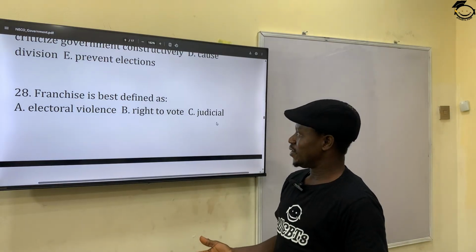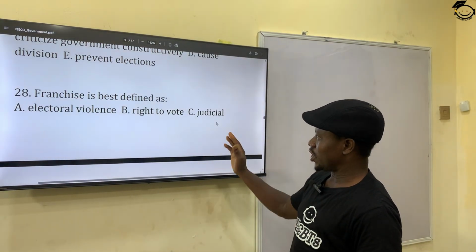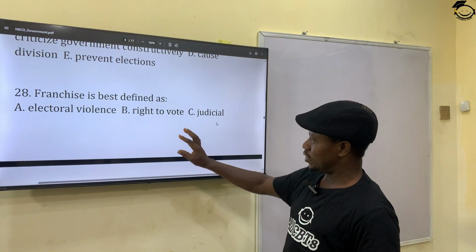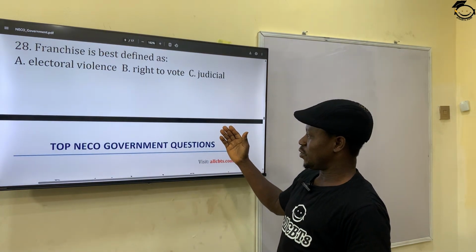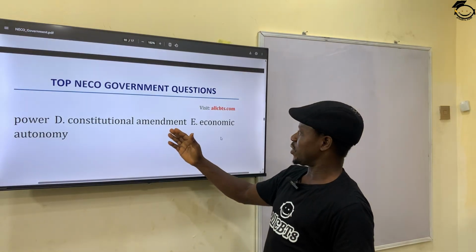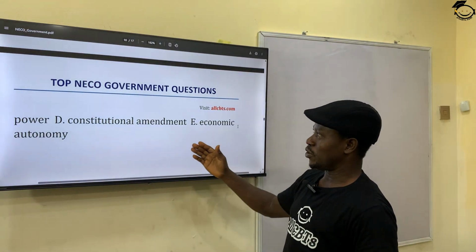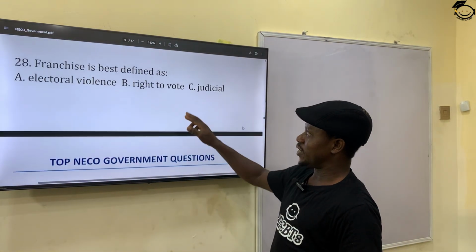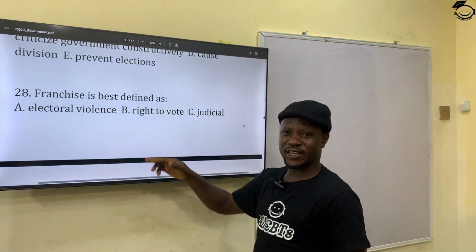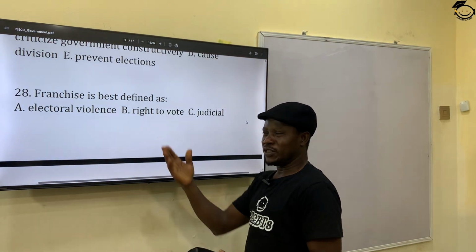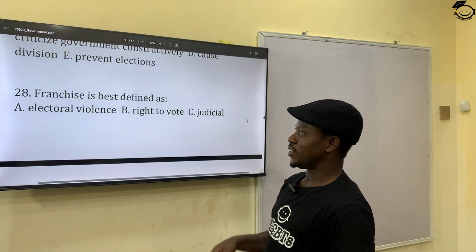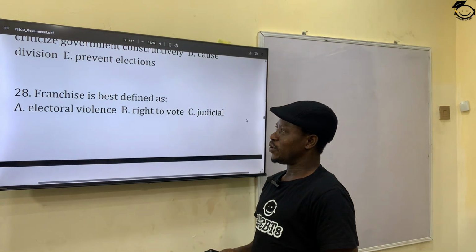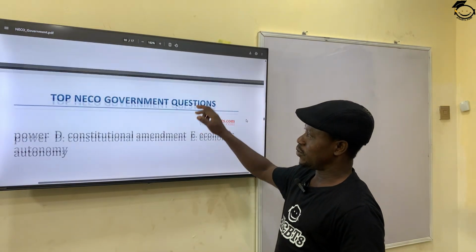Electoral violence, right to vote, C, judiciary. I think the options are not complete in this place. Maybe there's a cutoff somewhere. The D option and E are not here. Okay, D, constitutional amendment, and E, economic autonomy. I think the best answer here is right to vote, from the meaning I just gave to franchise, which means the right to vote and be voted for. Okay, let's progress to the next question.